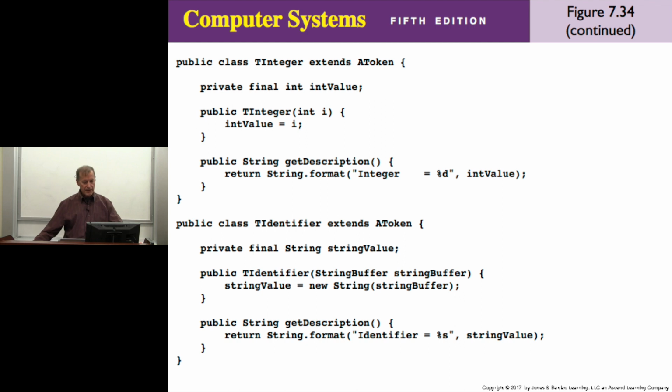And now class TIdentifier extends a Token, and then it has private final capital S String value. Now is the attribute mutable or immutable? It's a Java capital S String. Is the attribute under lowercase s string value mutable or immutable? It's immutable, and not only is it immutable, it's also final, which means it's constant, okay?